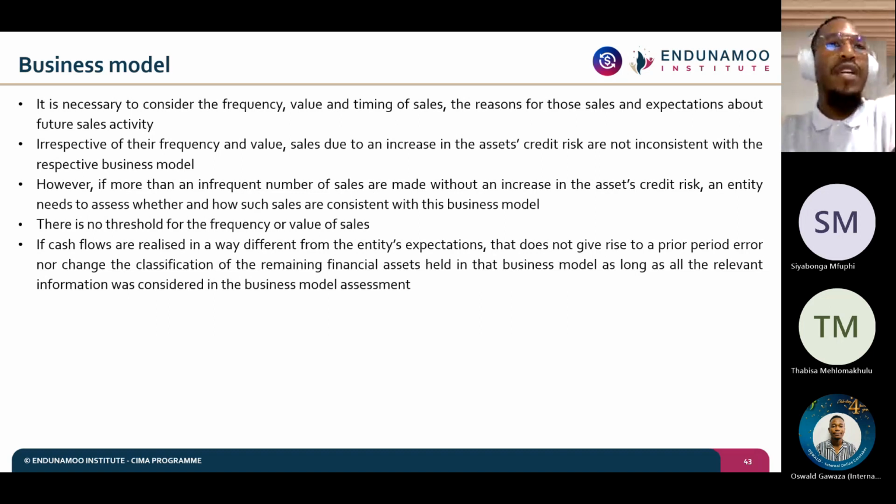And at times, cash flows are realized in a way that is different from the entity's expectation. And this does not necessarily give rise to a prior period error. If the entity was holding these to collect contractual cash flows as opposed to selling them, and they realize that, oh no, we are now realizing the cash flows through sale more than we are through the collection of periodic payments, this does not mean that there is a prior period error in the financial statements or that there is now a need to change the classification of the remaining financial assets in the basket of financial assets.